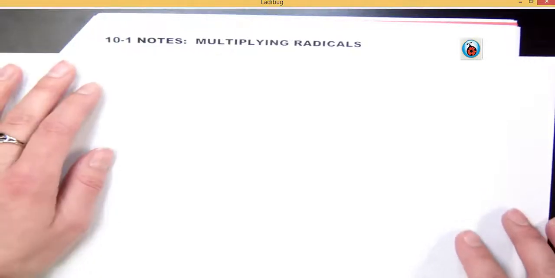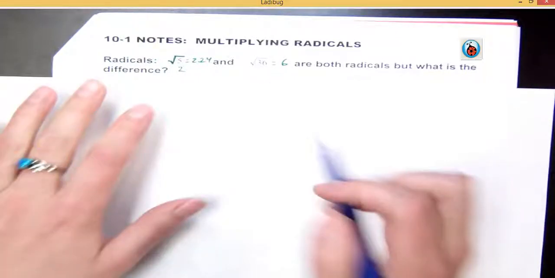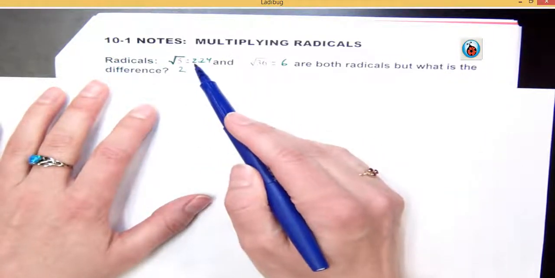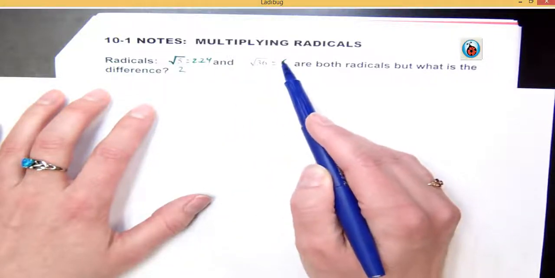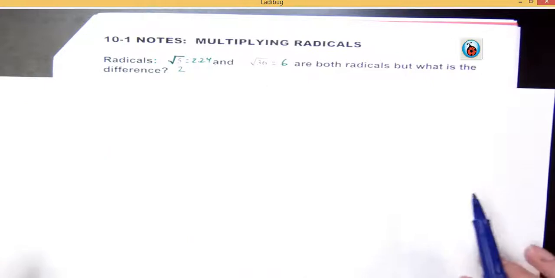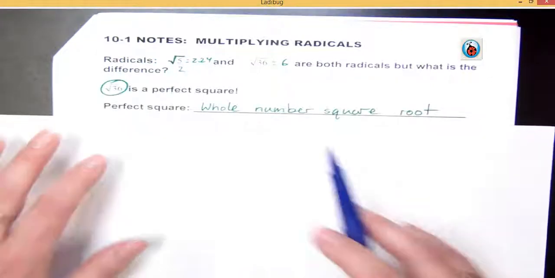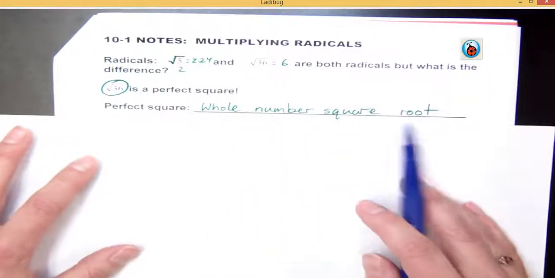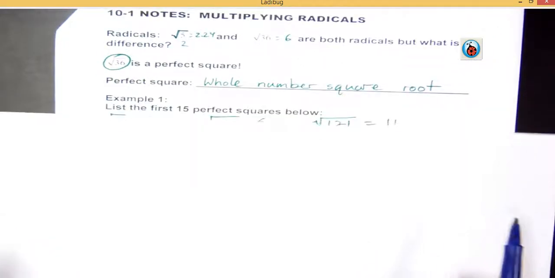Okay, so we're here on notes 10.1, and first of all we're going to look at just our radicals. The difference here is square root of 5 and square root of 36. 5 is a decimal, it rounds to 2.24, whereas 36 goes into 6. 6 times 6 is 36. And so the difference is that square root of 36 is a perfect square, and a perfect square is something with a whole number square root. And if you look down your page, we have the first 15 squares.